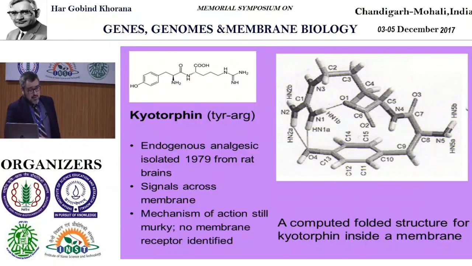So there is a computed folded structure for Kyotorphin inside a membrane. Actually, in aqueous solution, it's expected to have a fairly extended structure. This structure shows a direct interaction between the tyrosine and the guanidine group of the arginine side chain. This, of course, is a computed structure.